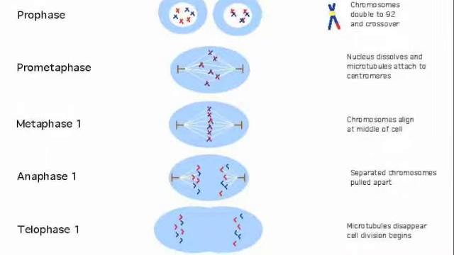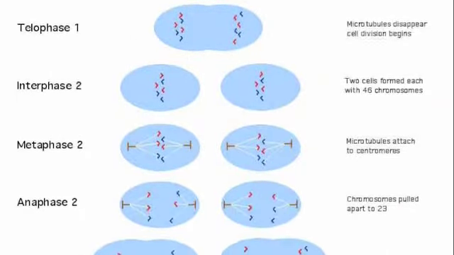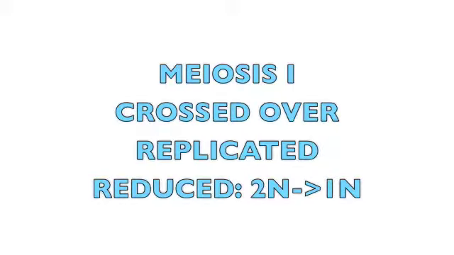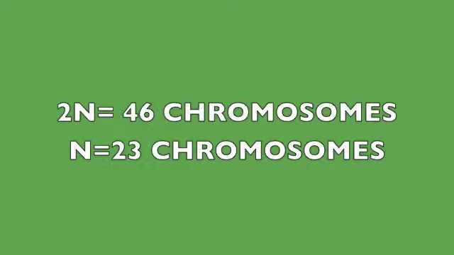There are two stages in meiosis, meiosis 1 and meiosis 2. Meiosis 1 is when chromosomes are replicated, crossed over, and reduced from diploid 2n to haploid 1n. Meiosis 1 is the stage where chromosomes are divided. For humans, 2n, the diploid stage, would be 46 chromosomes, and 1n, the haploid stage, would be 23 chromosomes. So one set, or n, is composed of 23 chromosomes.